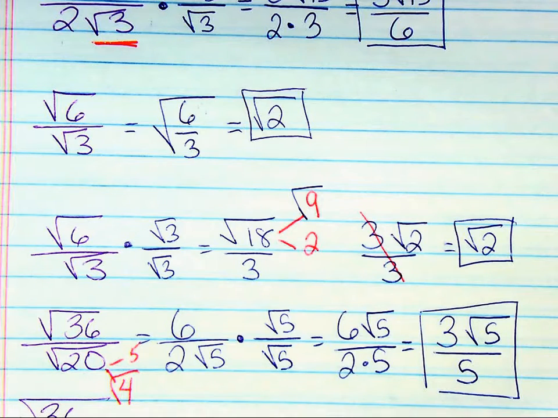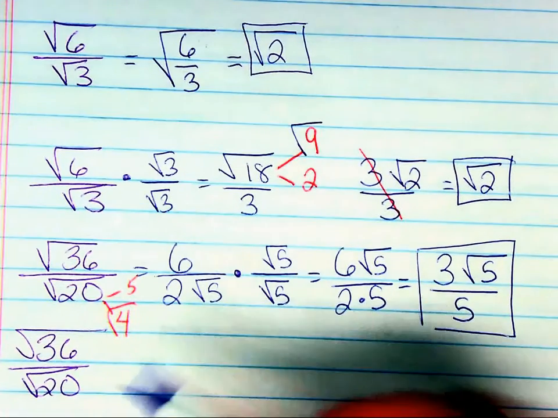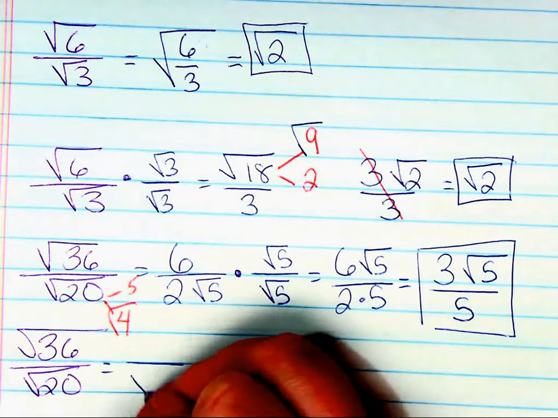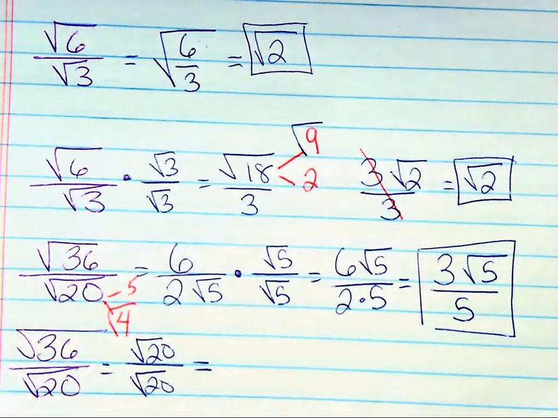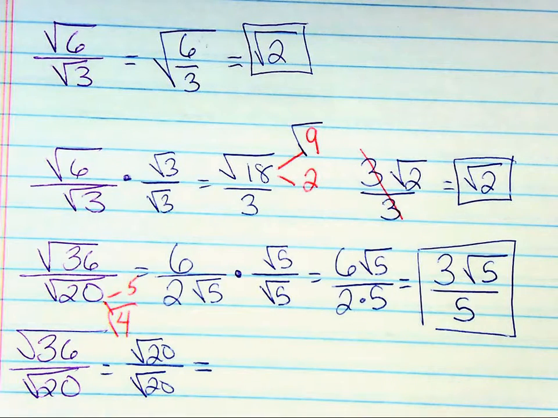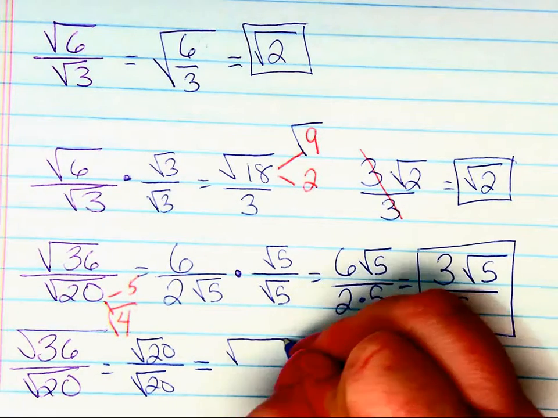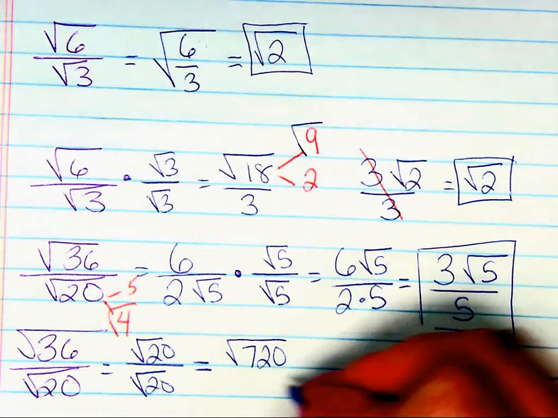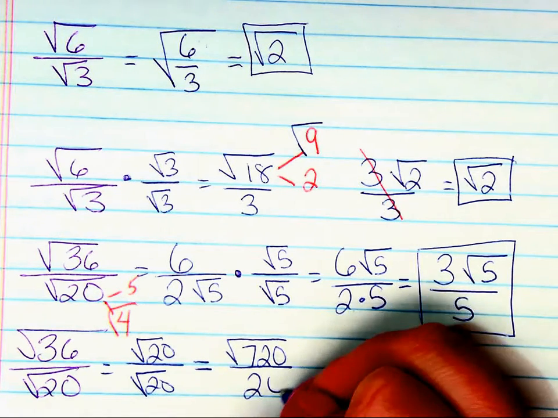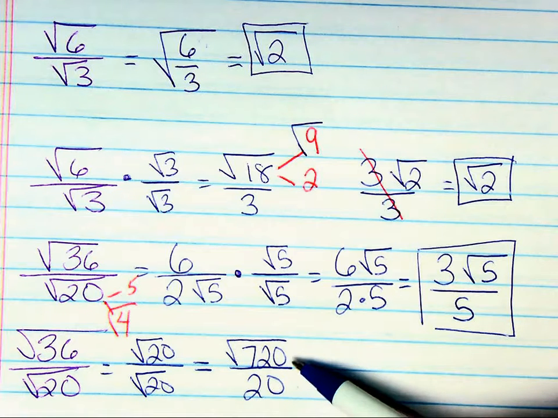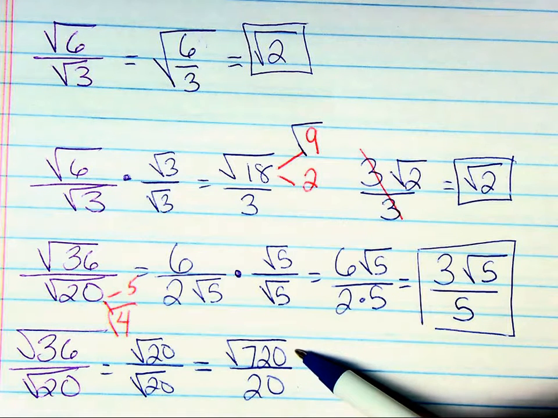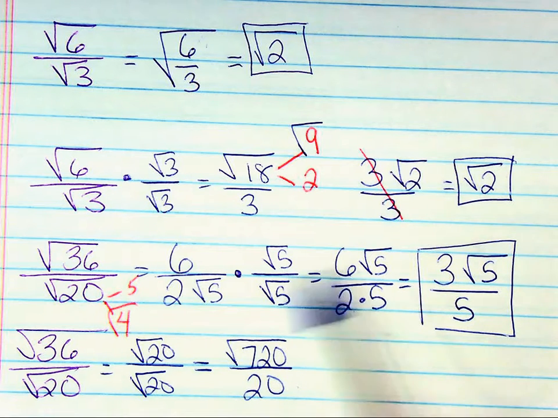If I look again, if I try to multiply the square root of 20 times the square root of 20 without simplifying, it is 720. Well, now I have the square root of 720 over 20. This has not been simplified because now I need to go back and simplify the square root of 720, which is a lot more work than if I simplify as I go.